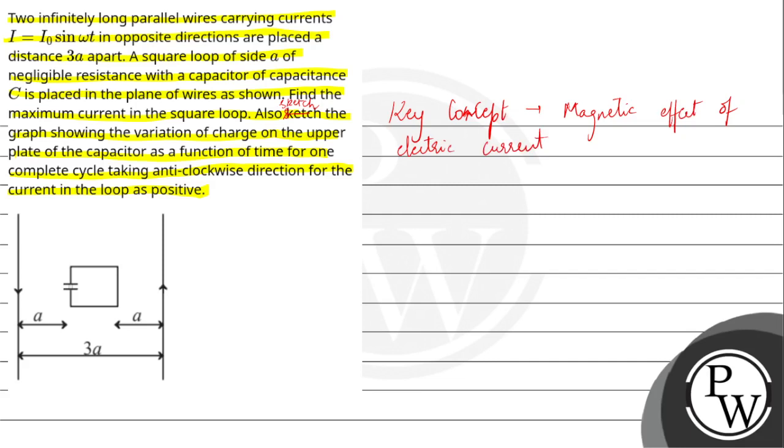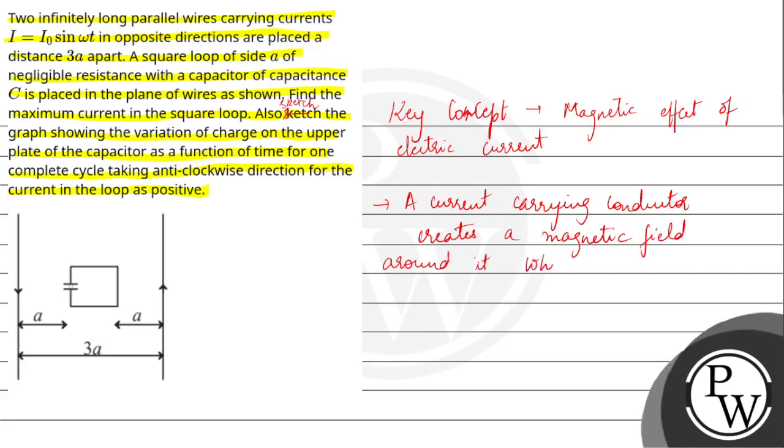So a current carrying conductor essentially creates a magnetic field around it, which is represented by magnetic field lines, and magnetic forces.